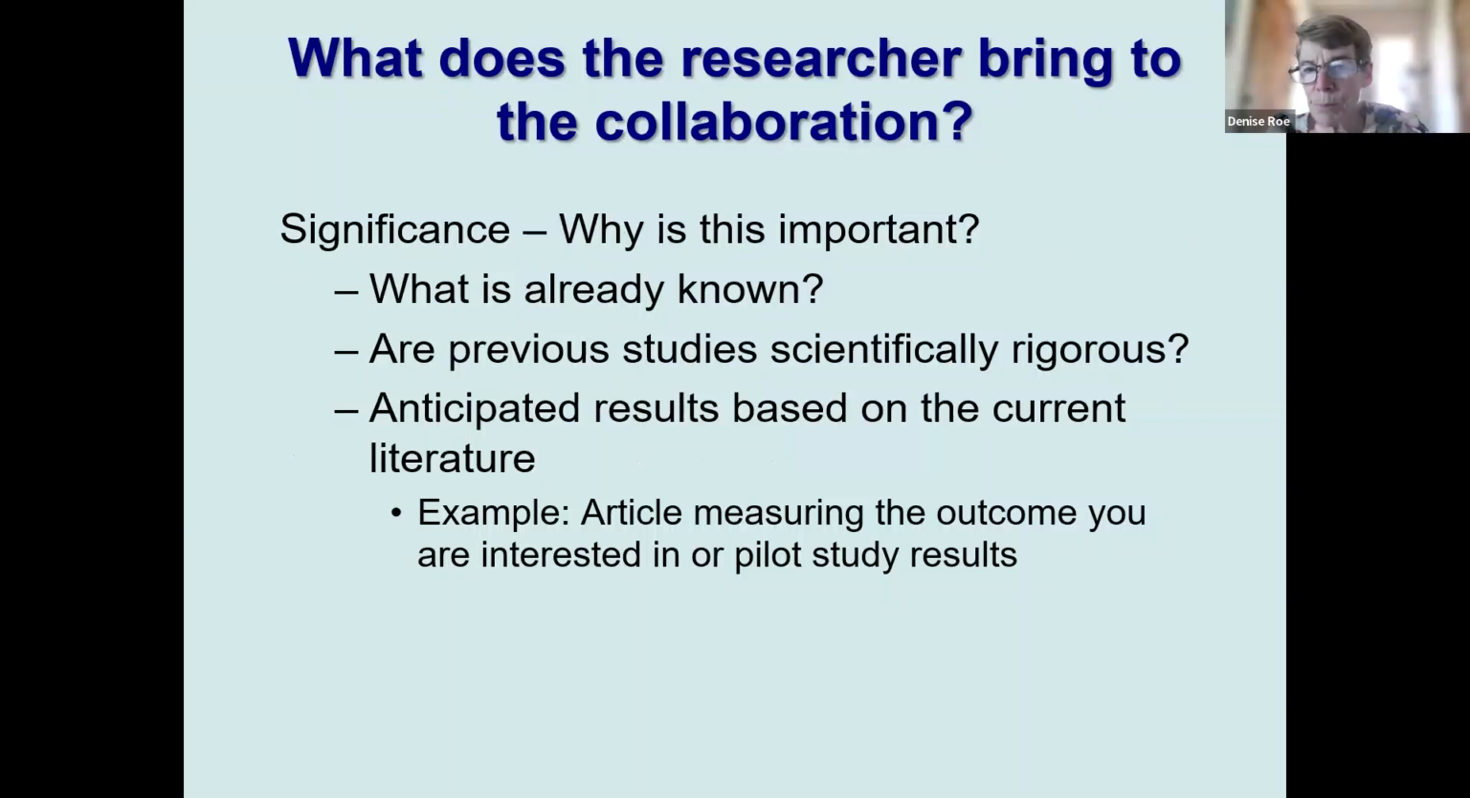You need to tell me why this is important. All grants start with a significance section. So what is already known? What's the context that you're working in? Are the previous studies scientifically rigorous? And this is really important in terms of you setting the stage for why what you're trying to do is important. And then, can you bring me an example of anticipated results based on the current literature? So if you can bring me a paper that measures the outcome you're interested in, even if it's in a different patient population or a different patient group, or pilot study results, that helps in the design of your study.